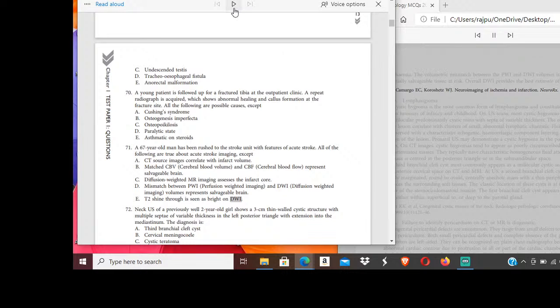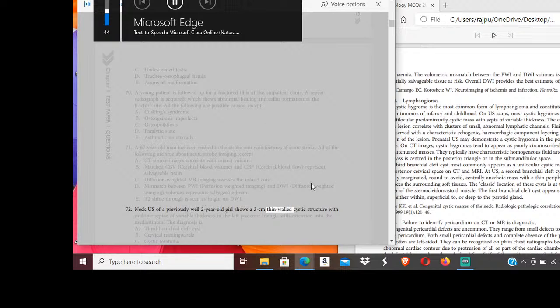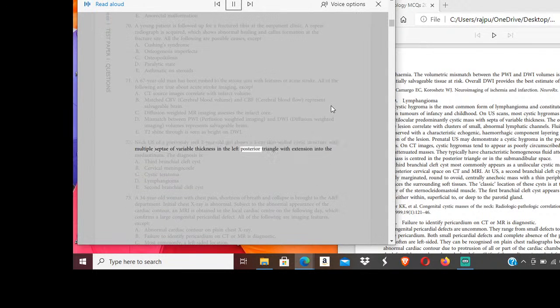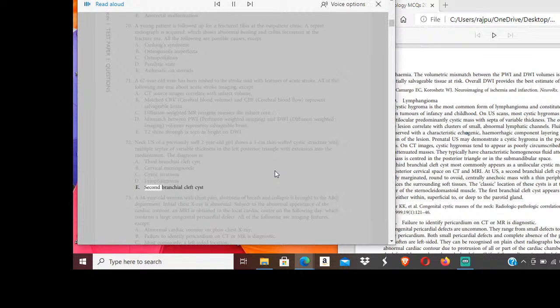NeuroRx. 2005. 72. A neck US of a previously well 2-year-old girl shows a 3 cm thin-walled cystic structure with multiple septae of variable thickness in the left posterior triangle with extension into the mediastinum. The diagnosis is A. Third branchial cleft cyst, B. Cervical meningocele, C. Cystic teratoma, D. Lymphangioma, E. Second branchial cleft cyst.